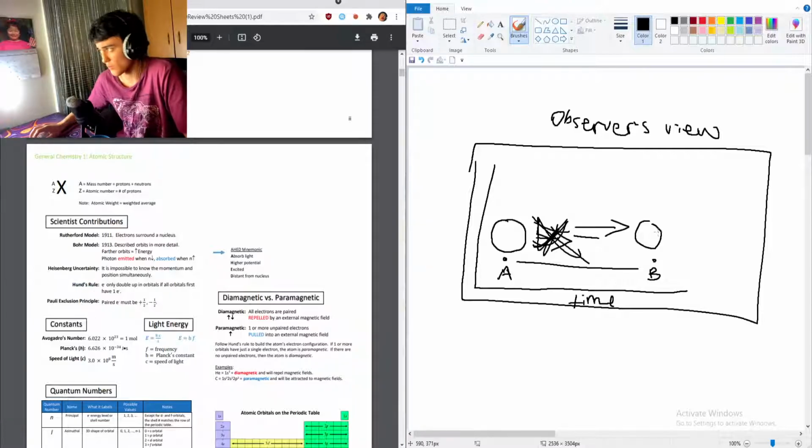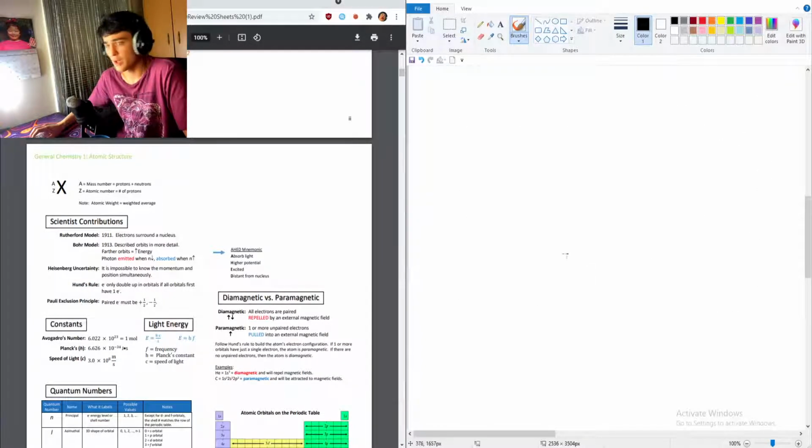Hund's rule. Hund's rule basically means electrons only double up in orbitals if all orbitals first have an electron.